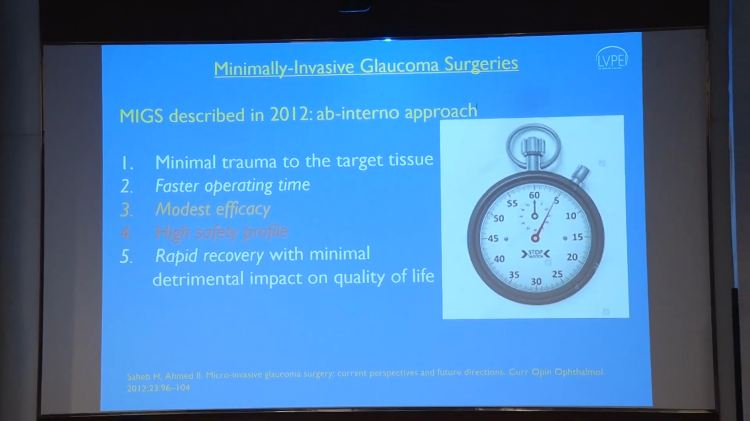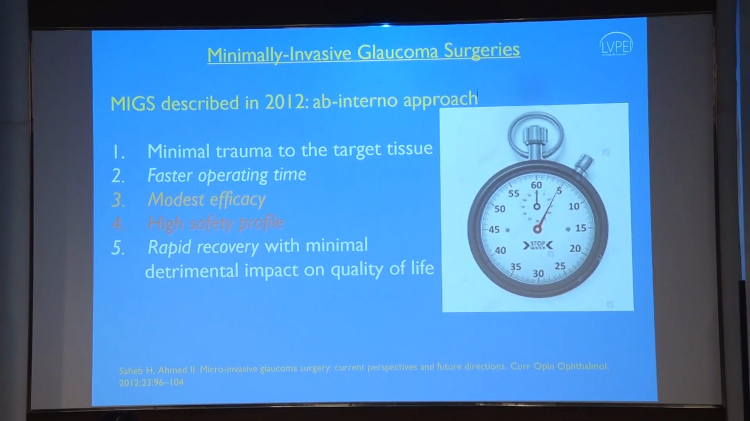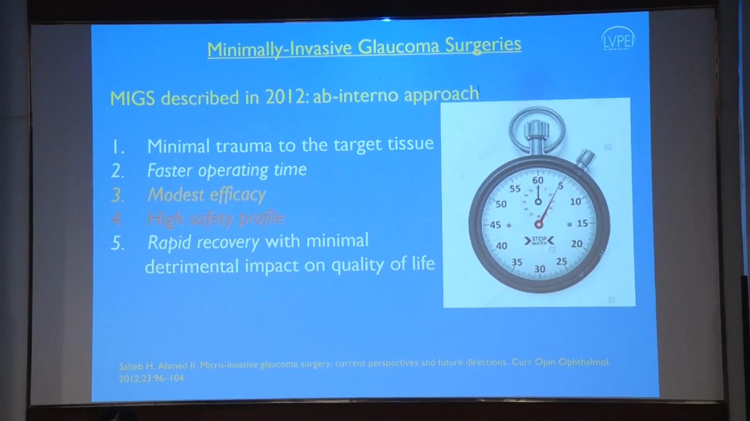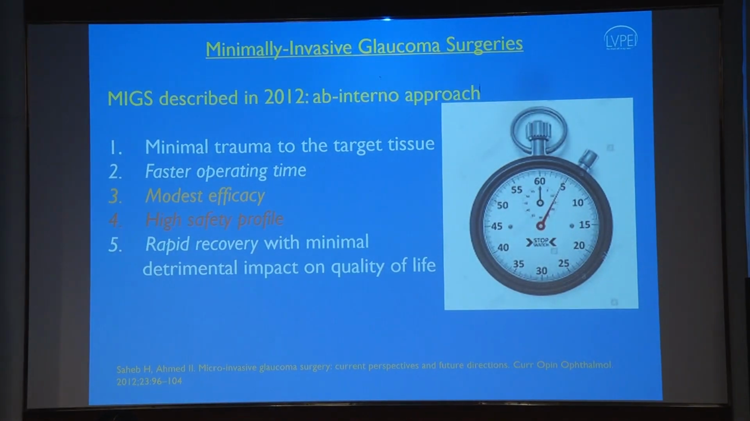So minimally invasive glaucoma surgeries were described way back in 2012, which are approached by an ab interno approach. They cause minimal trauma to the target tissue, faster operating time, they have modest efficacy, high safety profile, and a rapid recovery with minimal detrimental impact on quality of life.